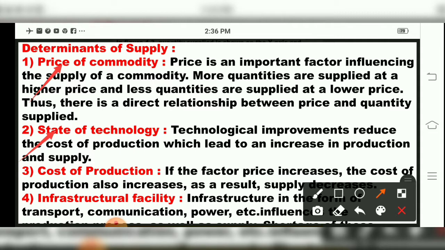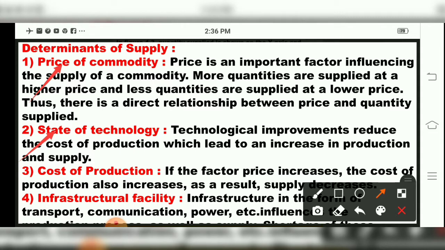So that cost has reduced, and when the cost of production is reduced, children, production and supply increase. That means whatever production there will be due to advanced technology, it will be more. So there will be more production of dining tables with the help of machinery. That is technology. And the more I produce, the more I will supply. That is the rule of supply.